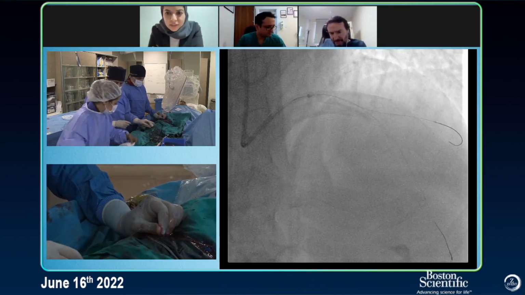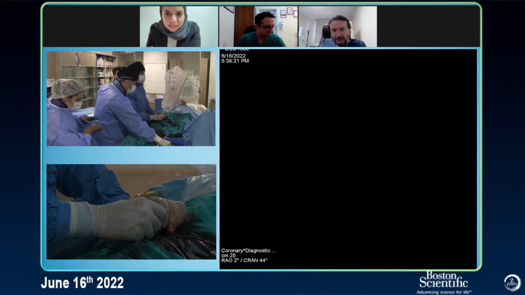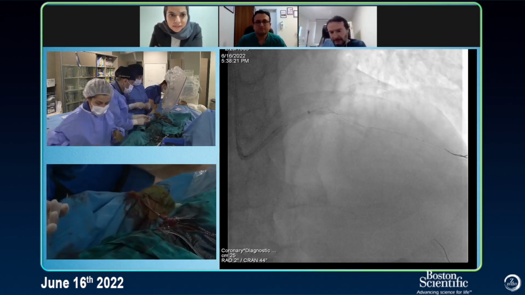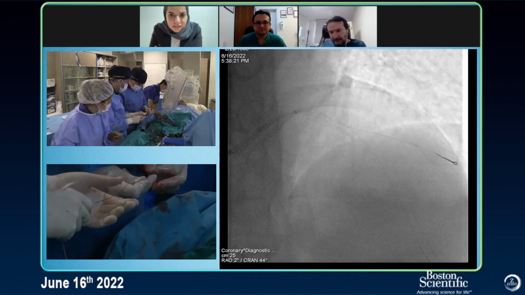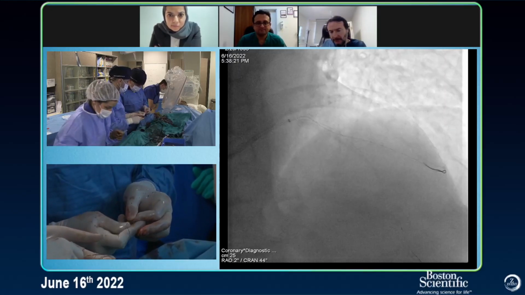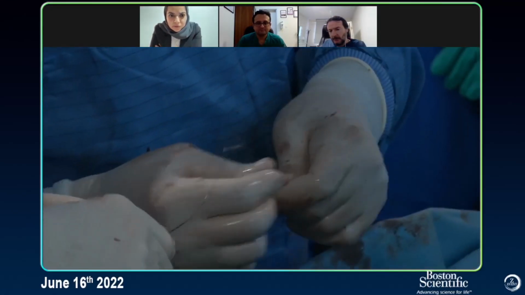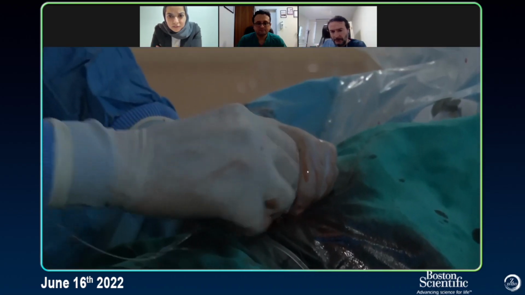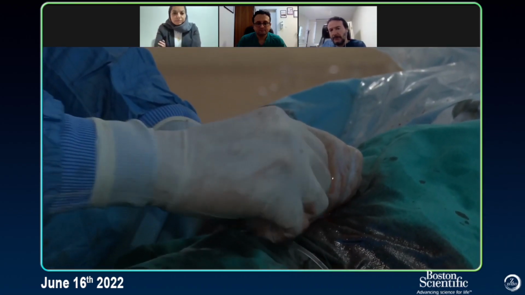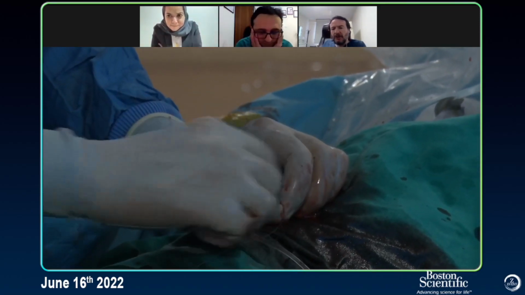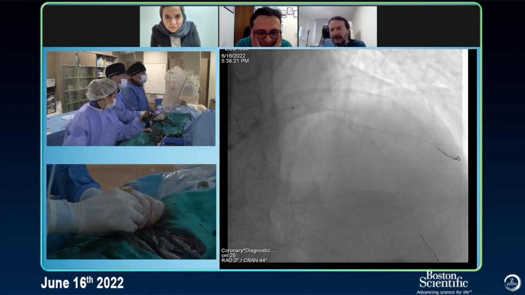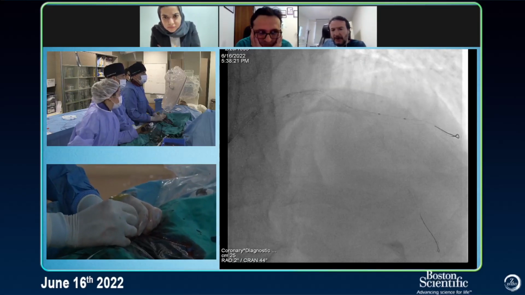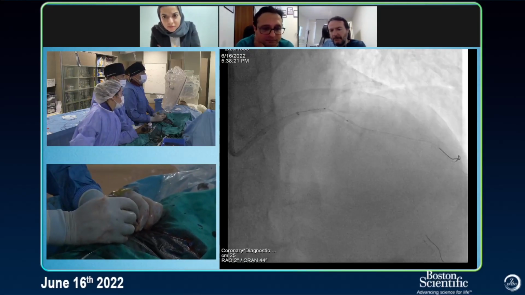I would advance it with the balloon ahead. I think it's better to. 3.5. Yeah, 15 we do? It's a long one. The guideliner will only shorten the calcified length of the artery now. It's coming back. Okay, 12, 14, 16.